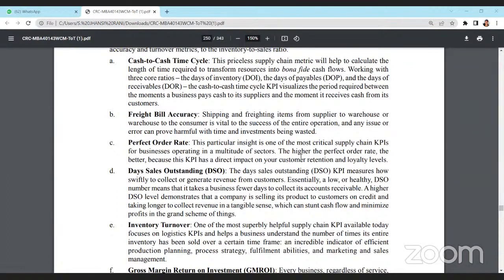Next, we have days sales outstanding, which will measure how swiftly we collect or generate revenue from customers. A low or healthy DSO number means that it will take a business few days to collect its accounts receivable, whatever amount we are able to receive or yet to receive, how many days it is taking to receive that amount. And a higher DSO level demonstrates that a company is selling its product to customers more on a credit basis, which will take a longer time to collect revenue in a tangible sense, and which can stunt cash flow and minimize profits in the grand scheme of things.